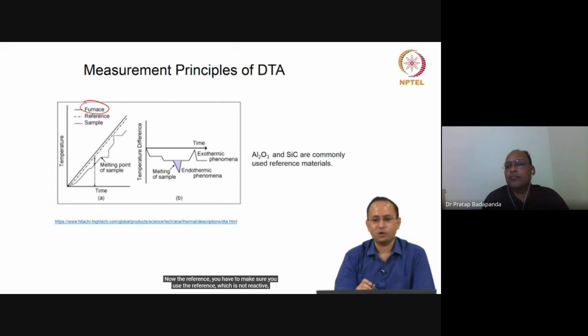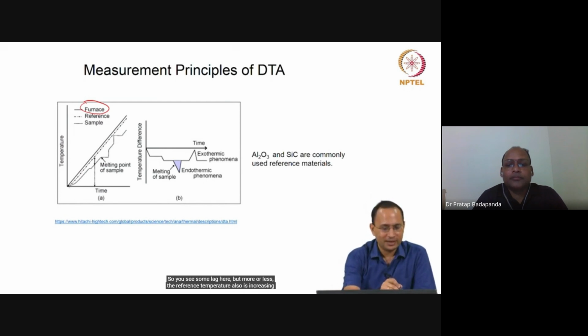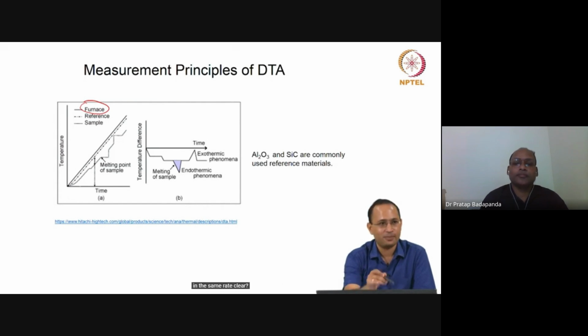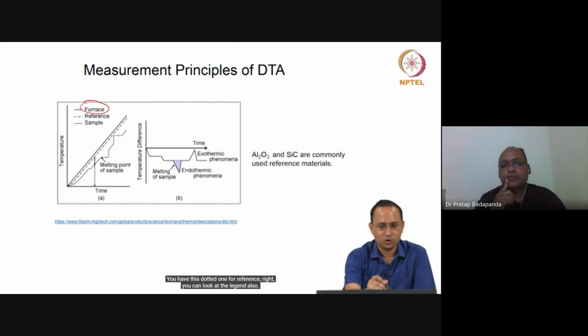Now the reference, you have to make sure you use a reference which is not reactive. That's one of the key features. I have mentioned here alumina, silica, silicon carbide are commonly used reference materials because they don't change with the temperature in the range we are interested in. So you see some lag here, but more or less the reference temperature is also increasing at the same rate. You have this dotted line for the reference. You can look at the legend also.